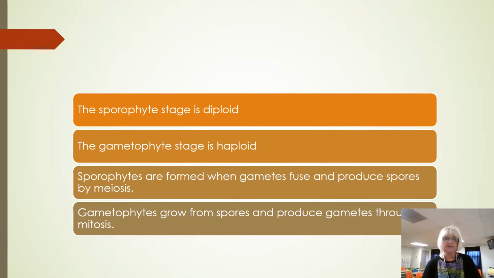The sporophytes are formed when gametes fuse and produce spores by meiosis, and gametophytes grow from spores and produce gametes through mitosis. You notice I said meiosis and mitosis, and we will break that down further as we go along.